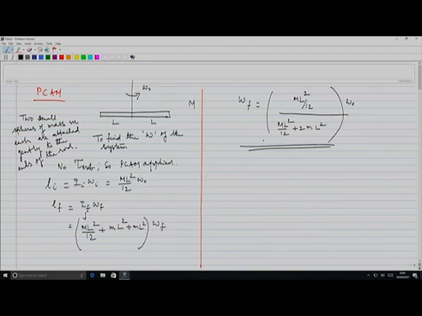Now we notice that the angular velocity of the final system is smaller than the angular velocity of the initial system. That is obvious because more mass has been added, therefore the moment of inertia is higher.